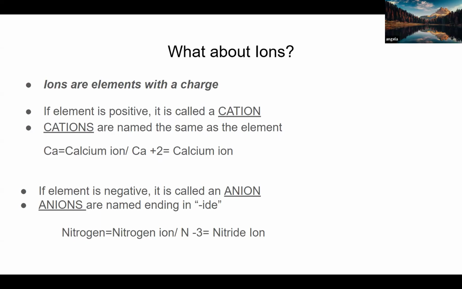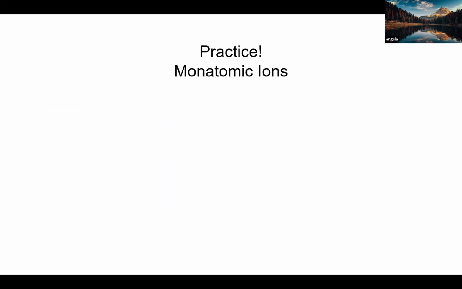So is it positively charged or is it negatively charged? This example for the anion is nitrogen. If nitrogen was 3 negative, it would be nitride, because we're going to add the "ide" at the end of it. And so this is kind of going over what we did in class.